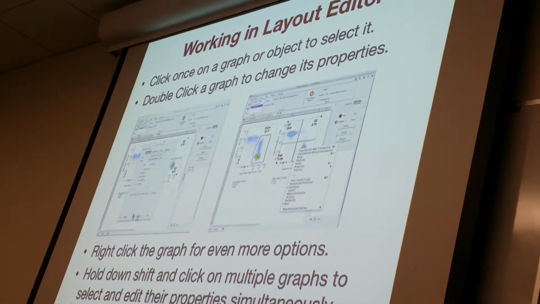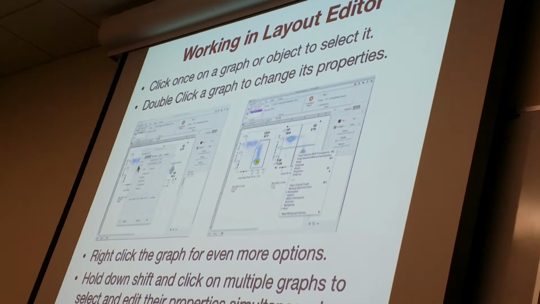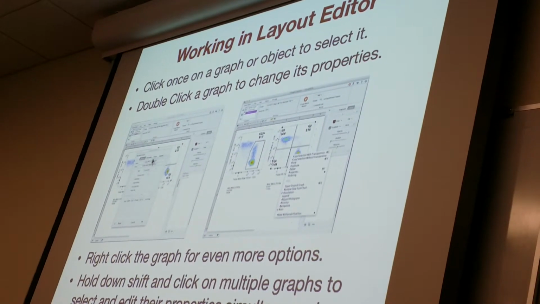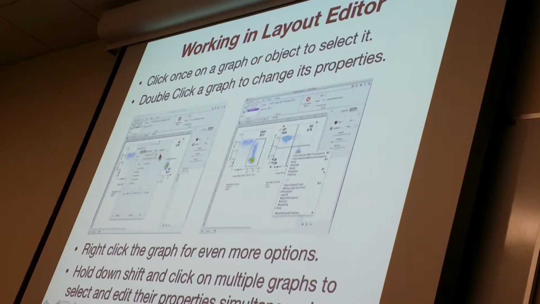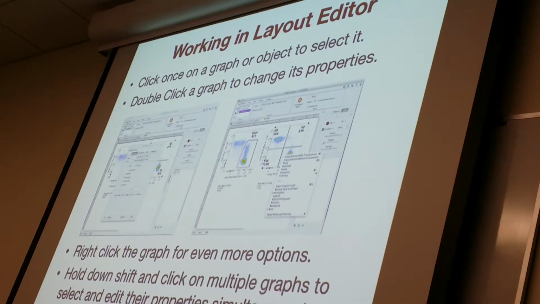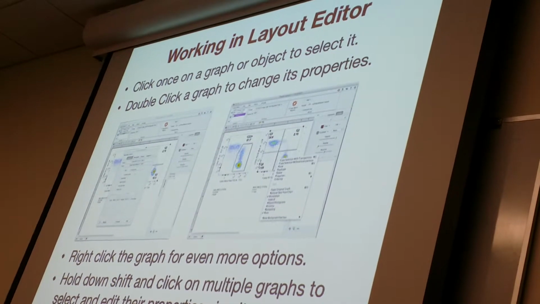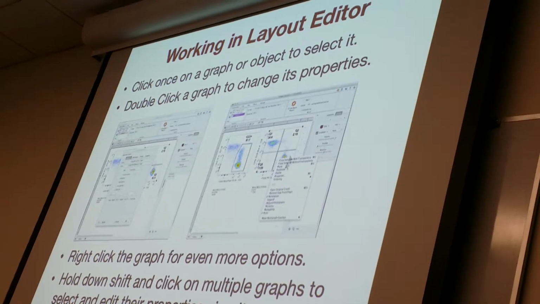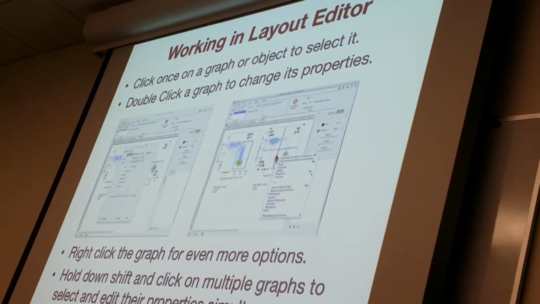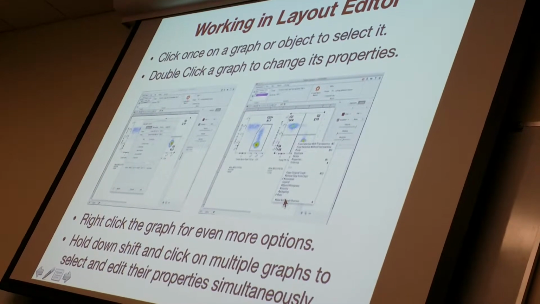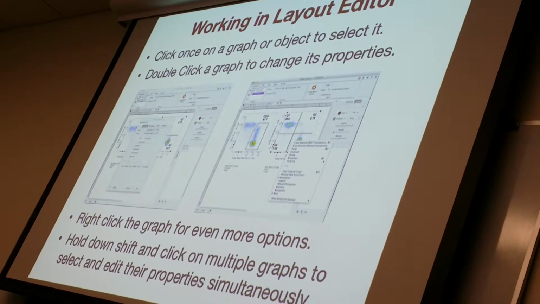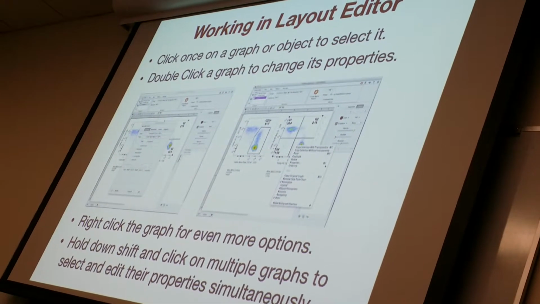Clicking on a graph once selects an object. Double-clicking brings up a new window, which in and of itself has 4 tabs, and you can modify all of the preferences, the visual preferences of the graph window in that layout. And I'm going to show you how to do that. If you right-click on the graph when it's highlighted, it'll also give you additional drop-down information, which differs depending on the type of graph, and I'll show you some of those options.